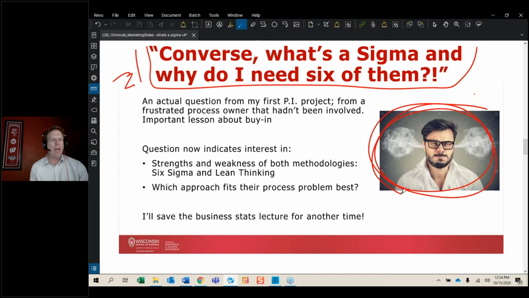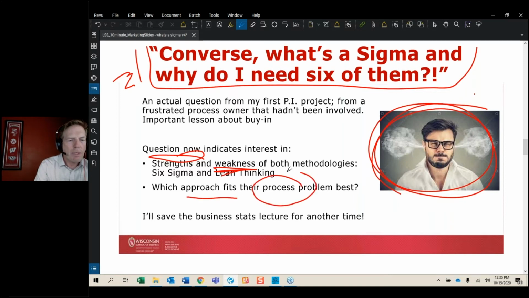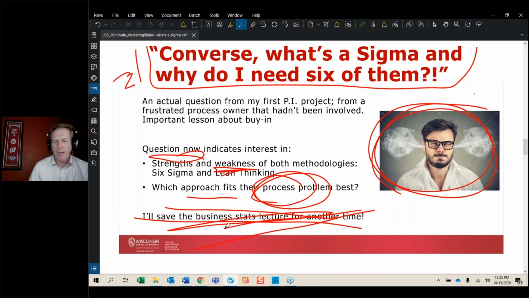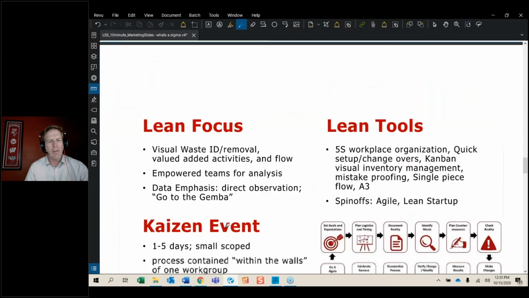Nowadays, when I hear people say, well, what's a Sigma and why might I need 6 of them? I know that they're typically interested in the strengths or weaknesses of the methodology or which approach fits best their particular type of process problem. So I'll focus the rest of my talk on that, and I'll save the business stats lecture for later. Let's get going.